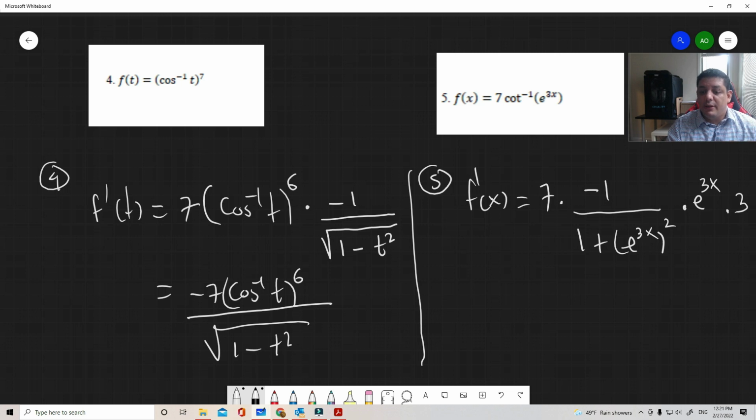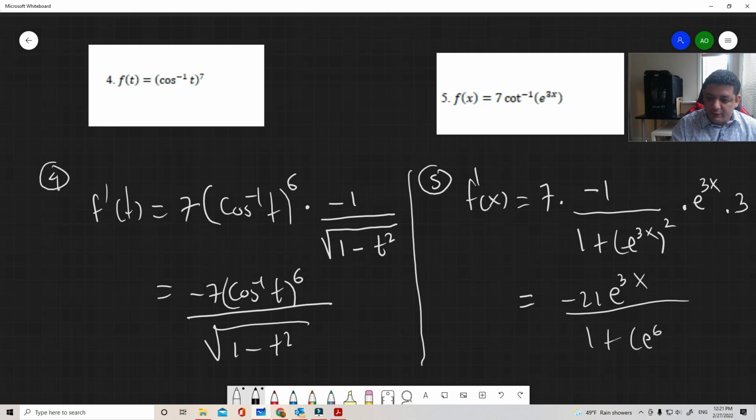Okay. So notice that the most important and different thing from the cotangent to the tangent is the fact that we have this minus in here. That's all the variation that is producing. Now we multiply the numbers and simplify a little bit. So this is going to be minus 21 e to the 3x over 1 plus e to the 6x, if needed. Okay, or you can just leave it as e to the 3x squared.